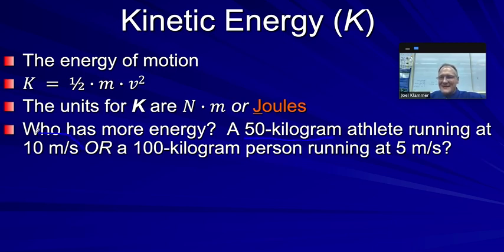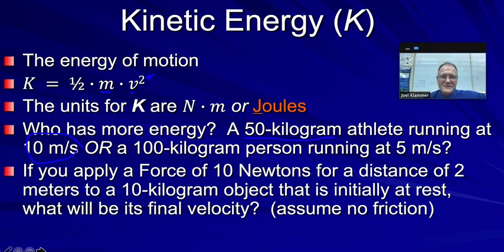Because of this velocity squared, even though the mass gets half as big for the 50-kilogram athlete, I'm doubling the velocity and then squaring it, which means the 50-kilogram athlete has twice as much energy as the 100-kilogram athlete who's running half as fast. So which one would cause more physical damage to you? The answer is the 50-kilogram athlete running twice as fast will do twice as much damage to you. It's kind of interesting and fun.